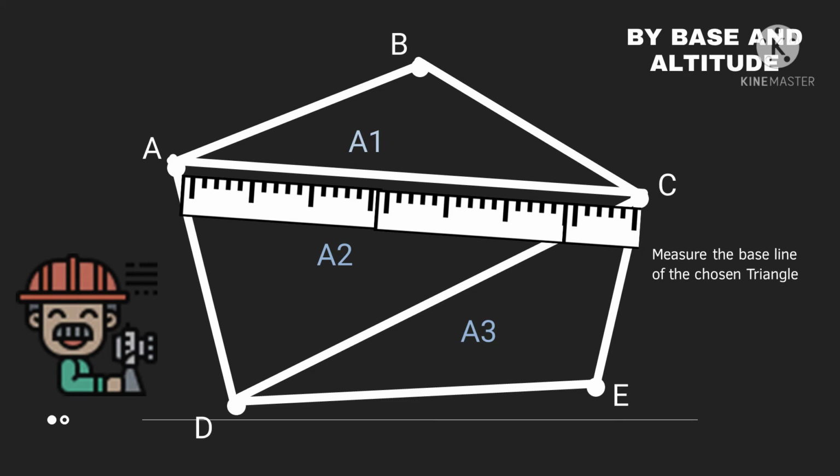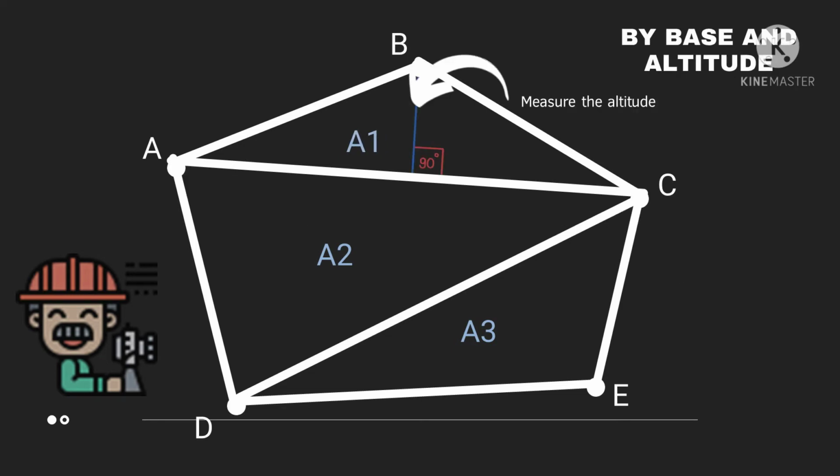Measure the base of the first triangle that you chose in the polygon using tape. Then measure the length of the altitude of the first triangle. The determination of the altitude is part of the taping operation. To know the altitude is perpendicular to the base, we will use the 3, 4, 5 method, and then record the length of the base and altitude.